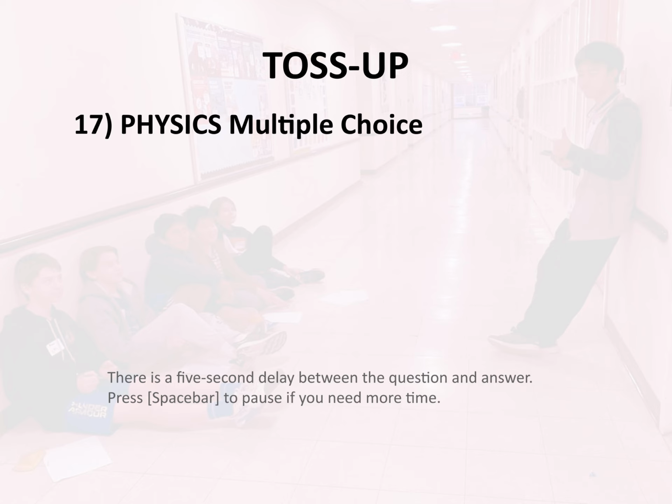Toss-up 17. Physics. Multiple choice. Which of the following products has the same units as power? W. Work and time. X. Force and distance. Y. Force and velocity. Z. Force and acceleration.